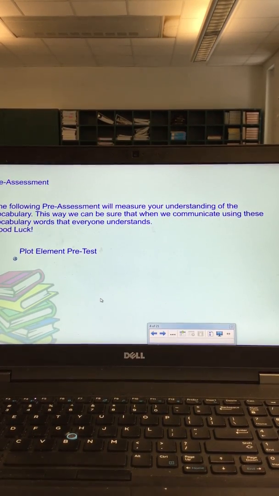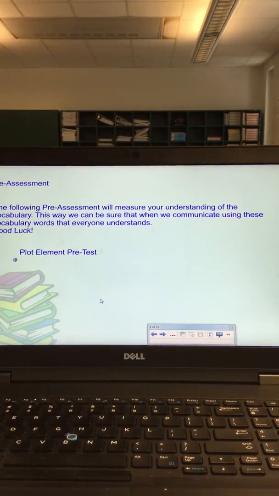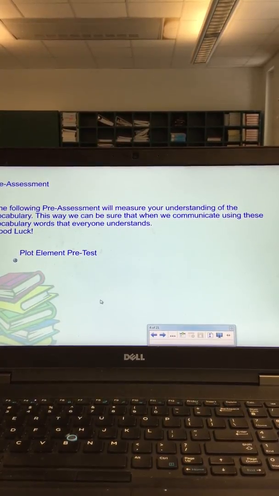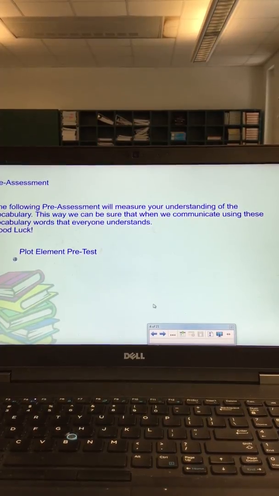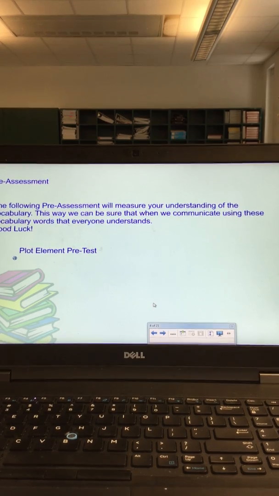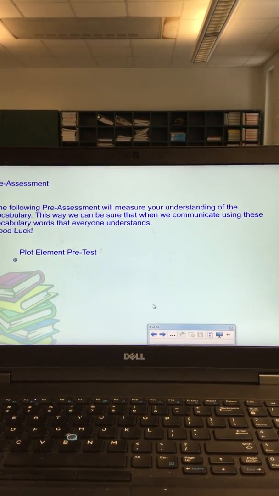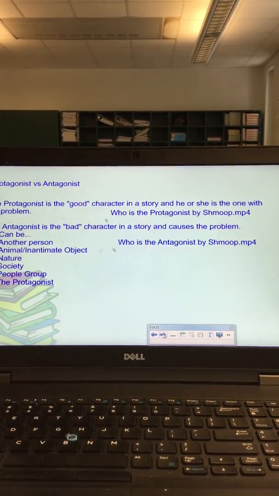So after completing the plot element pretest, the teacher would be able to ascertain whether the students are okay with this vocabulary or need some extra practice, because as the teacher communicates instruction, he or she would want to know that the students and he or she are able to use that common language and that everybody understands each other.